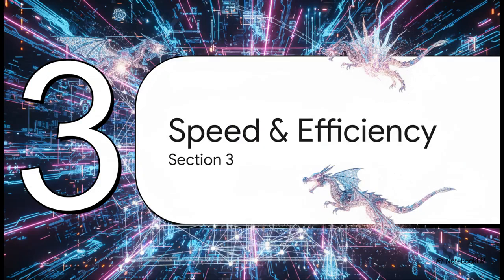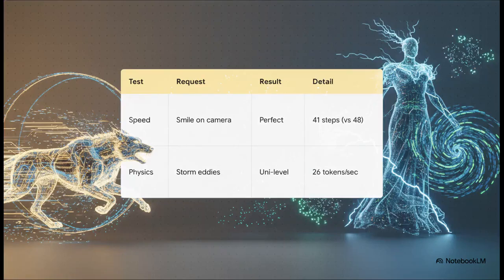Section 3, Speed and Efficiency Tests. We transition to the gauntlet now, starting with rigorous stress tests to measure the speed and hidden thought process of the algorithm. We first asked for a very simple smile on camera, and the result was absolutely perfect. Like a swift mythical hound, it actually stopped ahead of schedule, completing the task in 41 steps instead of the usual 48, saving precious resources.